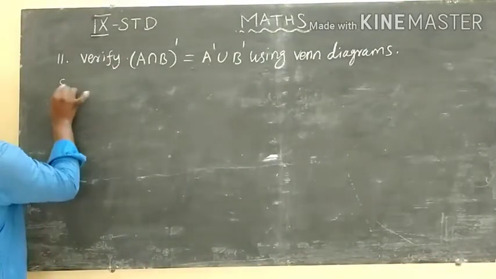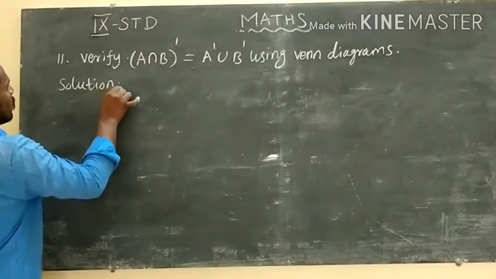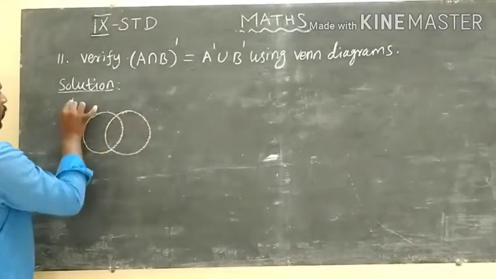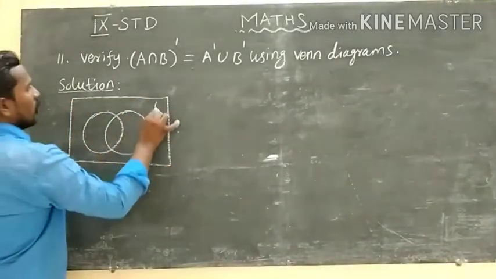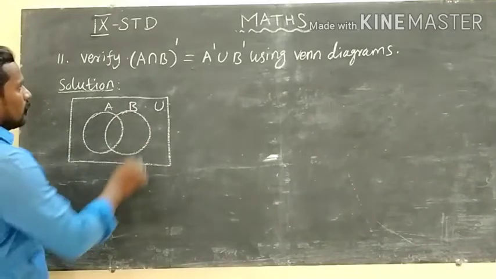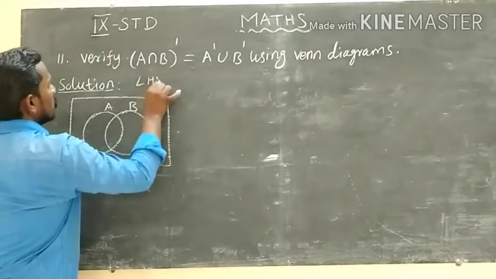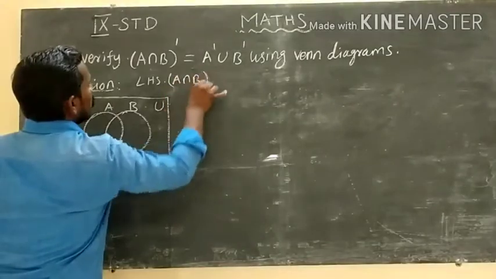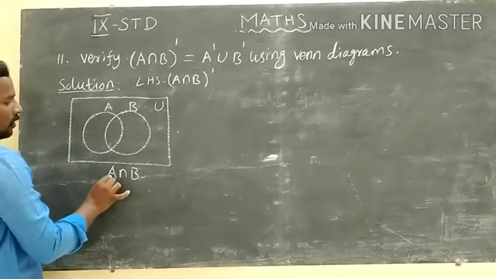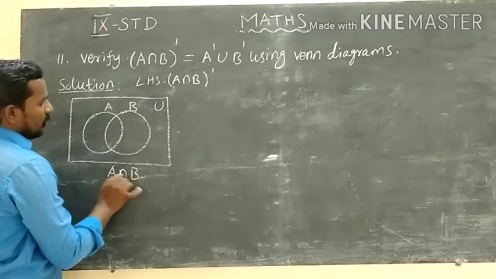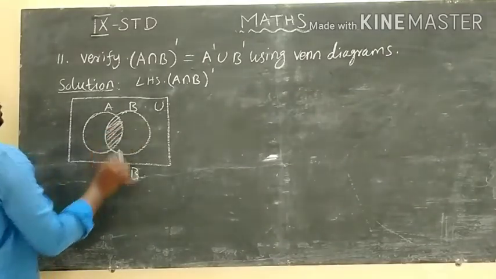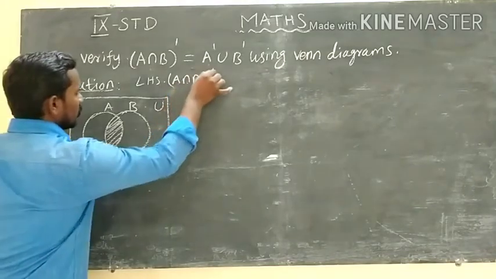Okay. So the solution. A, B with overlapping. Also we want the universal set, so the complement exists. First the LHS answer is A intersection B, the whole complement. First find out A intersection B. A intersection B means the common portion of A and B. The common portion is only this shaded part of A and B. Then find A intersection B the whole complement.